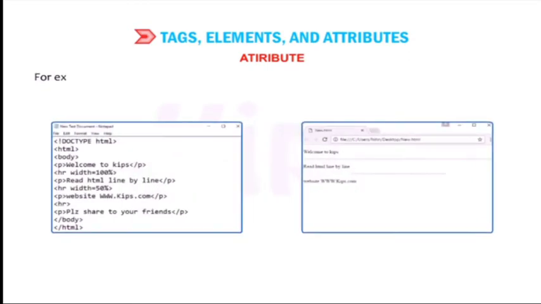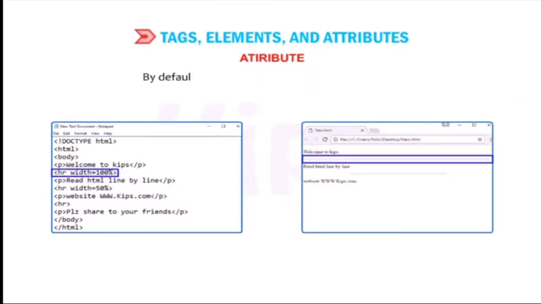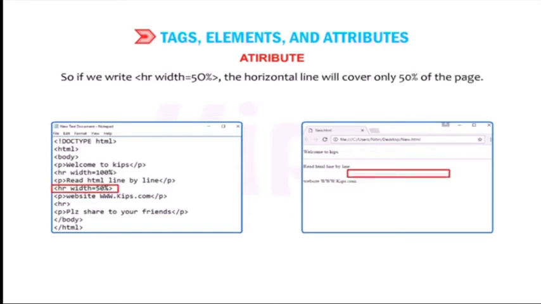For example, the width attribute of the HR tag specifies the width of the horizontal line in pixels or percentage. By default, the width of the horizontal rule is 100%. So if we write HR width 50%, the horizontal line will cover only 50% of the page.